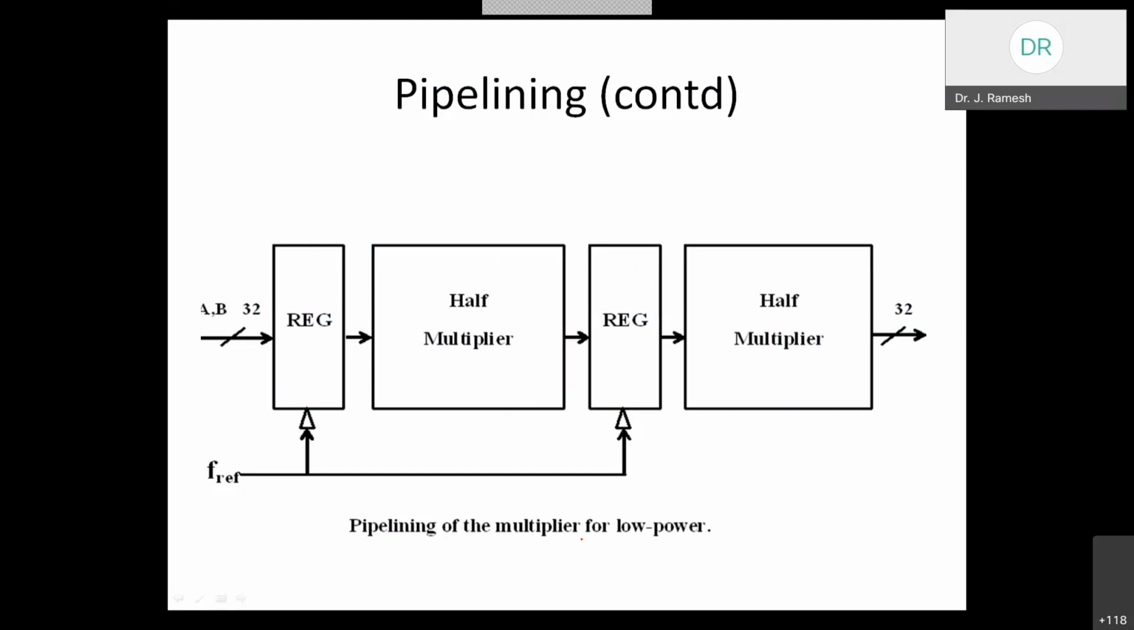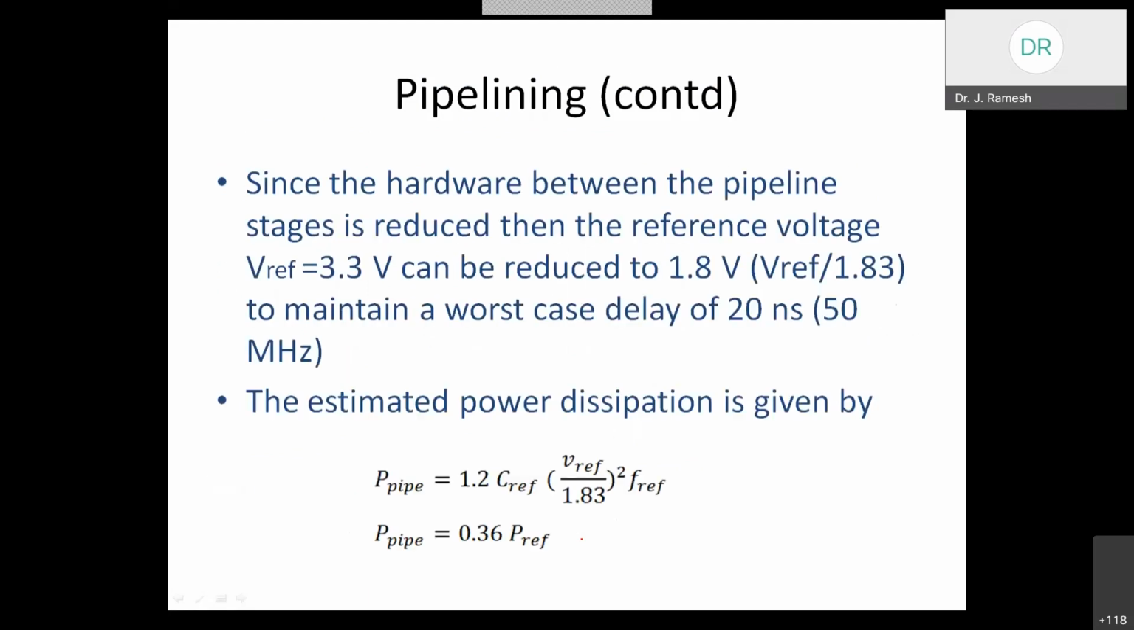Here you can see we have performed the pipelining, and because of that, what is happening to the capacitor voltage and the frequency, we will see now. Since the hardware between the pipeline stages is reduced, the reference voltage V reference, equal to 3.3 volts, can be reduced to 1.8 volts again. So V reference will be divided by 1.83 to maintain the worst case delay of 20 nanoseconds. So that is 50 megahertz.